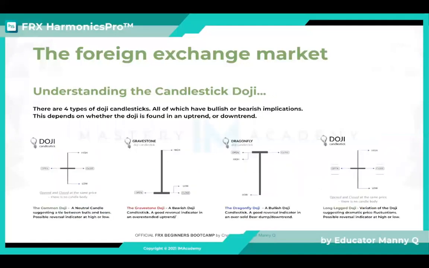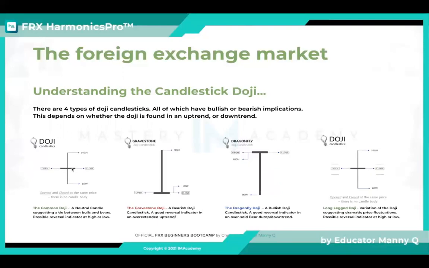Now, moving forward, let's talk about understanding the candlestick dojis. There are on average 4 different types of doji candlesticks. So let's talk about this. There are 4 types of doji candlesticks, all of which have bullish and bearish implications. This depends on whether the doji is found in an uptrend or in a downtrend. So again, the doji is basically where the price is opening and closing right around that same area.